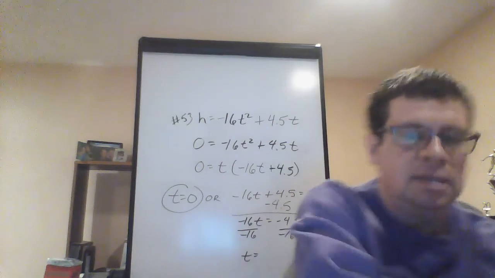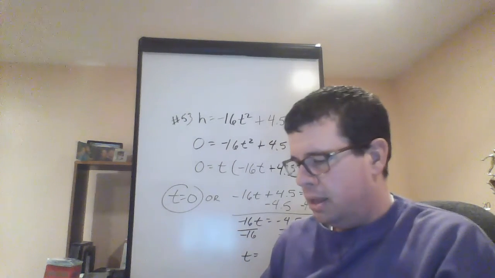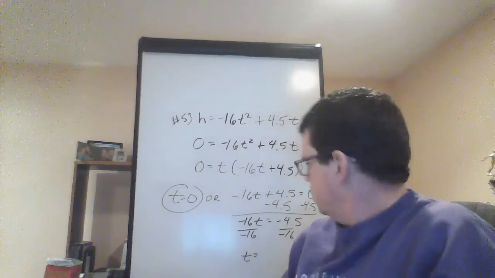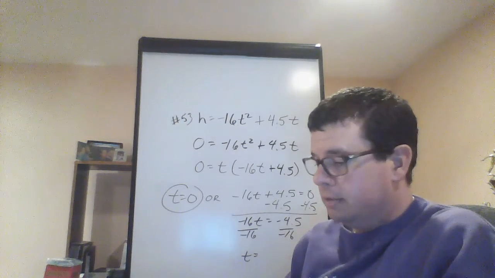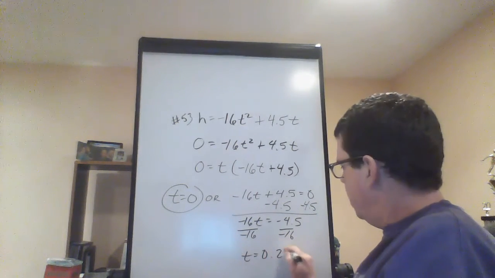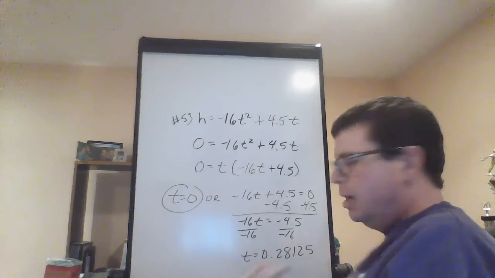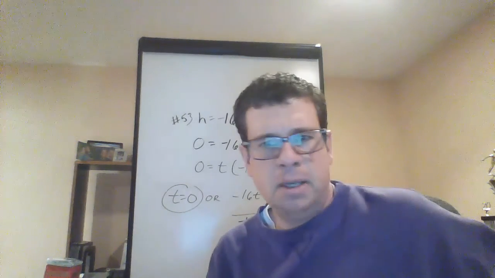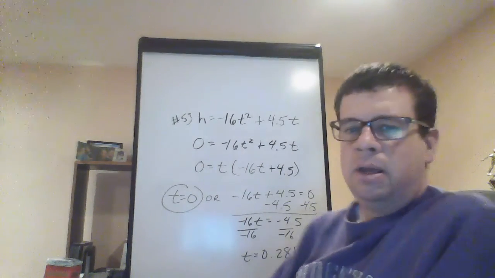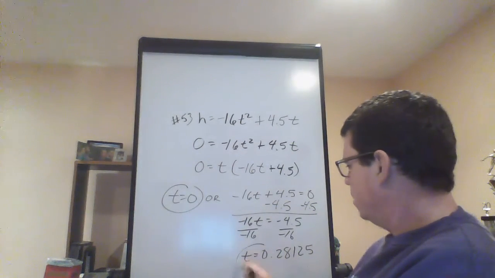And t is, I have to grab my calculator here. If I do -4 5/10 divided by -16, I get 0.28125. That might not have been exactly what I shared with you in the answer documents, it looked like there was some rounding there on that one. But these are the exact zeros of this function.